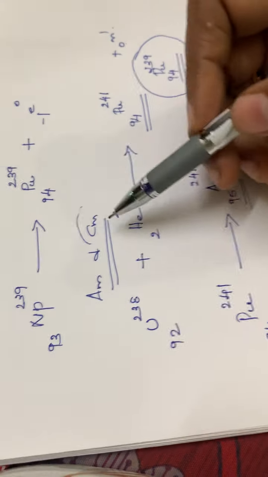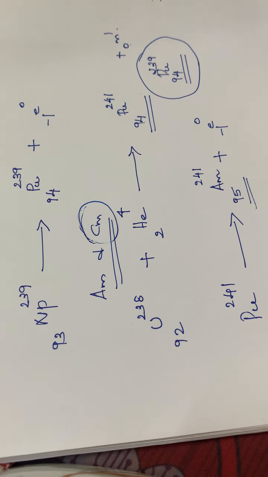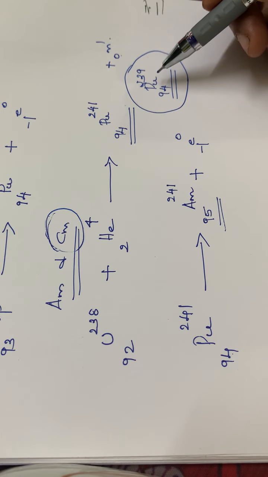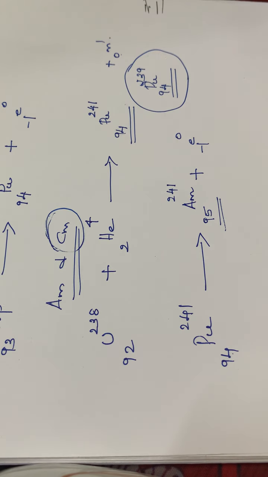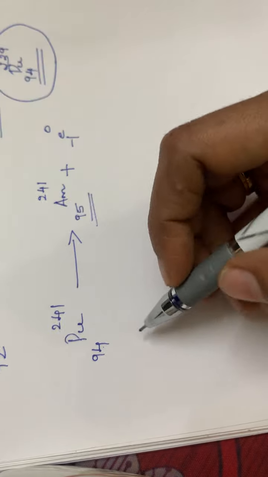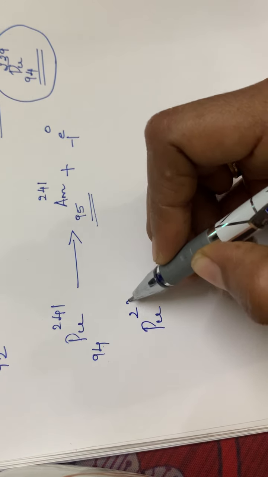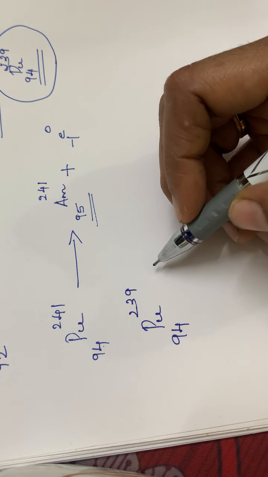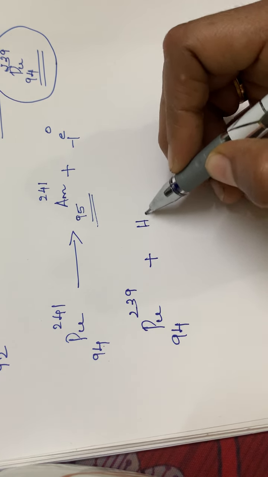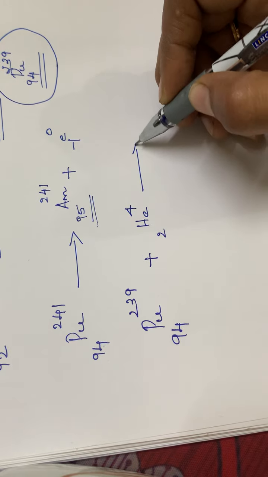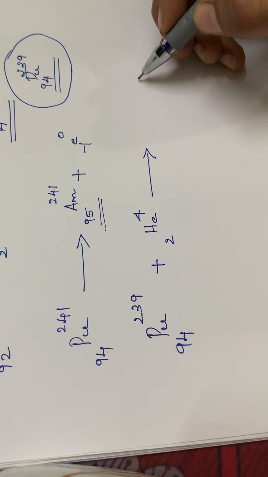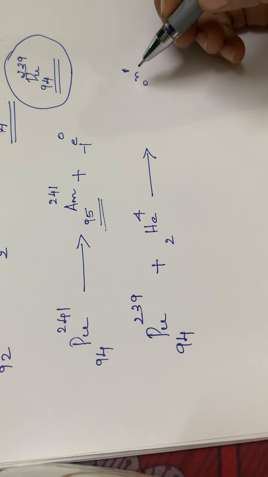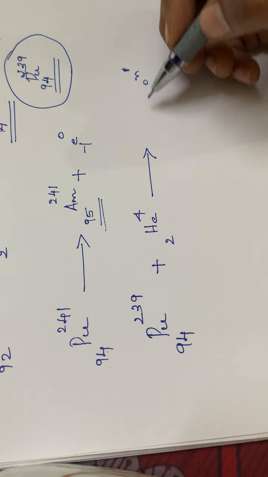Then you have to get curium, isn't it? Curium is obtained from the next isotope of plutonium, plutonium-239 (94), when it is bombarded with an alpha particle. Alpha particle means helium nucleus. Then we will have a neutron as the other product.